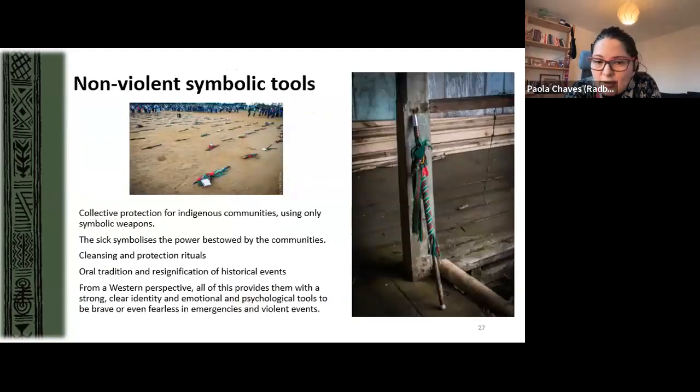Next, please. The main role of the Guardia Indígena is to provide collective protection for the indigenous communities using only symbolic weapons, like the stick that you can see in the picture. This is the symbol of the power bestowed by the communities, but it is also a symbol of protection. They often develop cleansing and protection rituals, but mainly before dangerous actions. And they use oral tradition to resignify historical events. All of this, from a Western perspective, provides them with a strong, clear identity that combines a warrior with a peace builder, and it also provides them with emotional and psychological tools to be brave or even fearless in emergencies and dangerous situations.